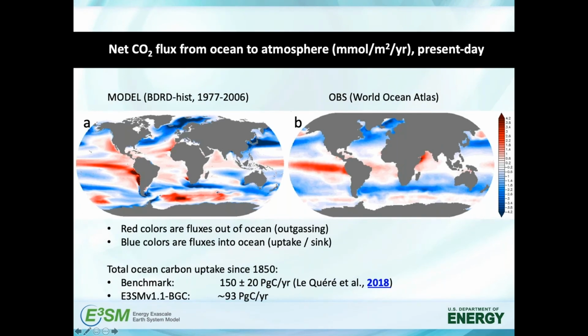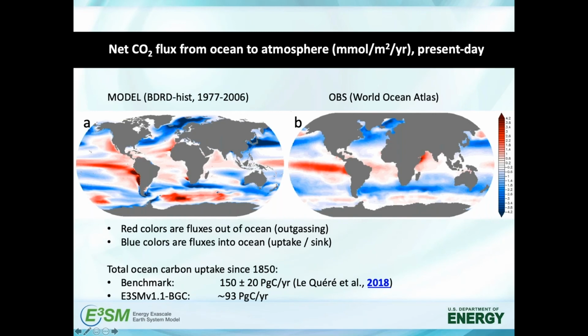And so the red colors on these plots are fluxes of CO2 out of the ocean. So this is outgassing, and the blue colors are fluxes of CO2 into the ocean. So that's uptake of CO2 or sinks of CO2. And you can already see by these figures that we have some pretty significant biases in the model. So we have, for example, if you look at the Southern Ocean, significant outgassing of CO2 that's much stronger than our observational benchmark from the World Ocean Atlas.